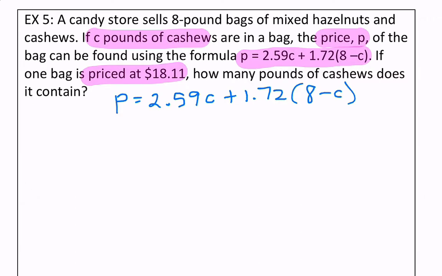Okay, we already said that the P in this formula stands for the price, and we know that the C in this formula stands for the number of pounds of cashews. Well, an important piece of information it gave me is it told me the price was $18.11. So I know P, I know the price. So instead of P, I'm going to plug in $18.11. And then I can just rewrite the rest of the formula.